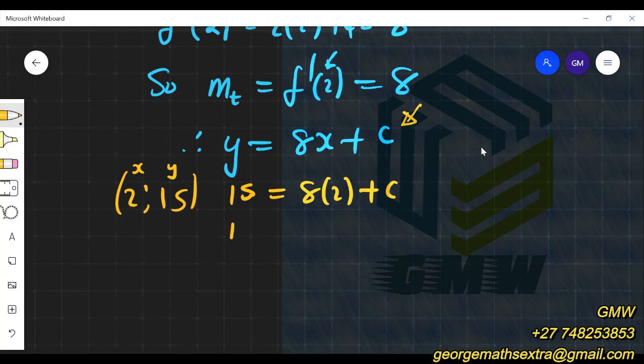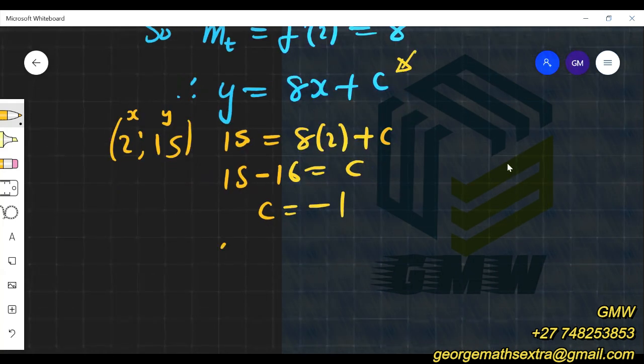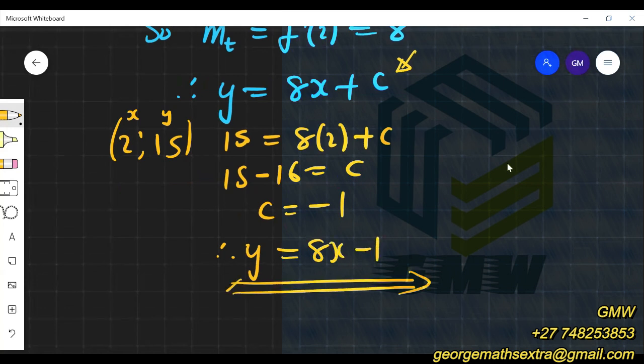Do you agree? 15 minus 16 is equal to c. So c is equal to minus 1, right? Therefore, y is equal to 8x minus 1. You have found the equation of the tangent at a point of contact, which was (2, 15).